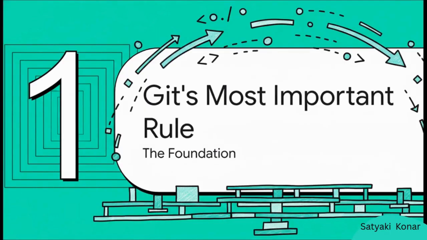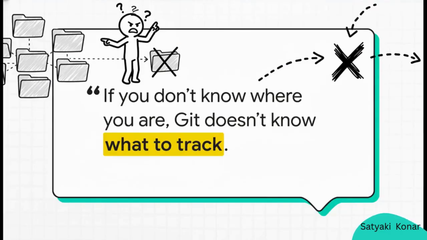Before we even think about typing our first Git command, we need to get one thing straight. There's a single rule that controls everything, and it's the foundation for your entire journey with Git. And this is it. This is the whole game right here. Git works on folders, but here's the thing. It's not a mind reader. If you can't tell it which folder you're in, it's totally lost.